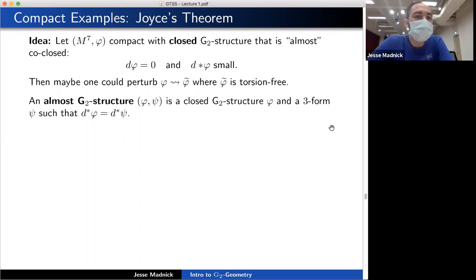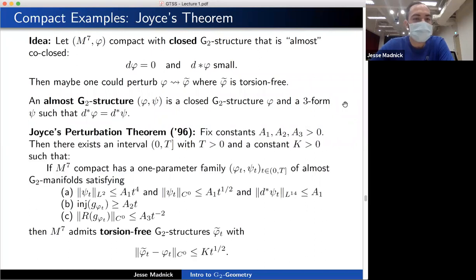So to state the theorem, I'll just introduce some terminology. This is not standard. We'll say that an almost G2 structure is a pair consisting of a closed G2 structure phi and a 3-form psi, such that d star phi is equal to d star psi. The intuition, I'm told, is that psi is a first integral for phi. You somehow want some stand-in for d star phi. And so the perturbation theorem goes like this. You fix positive constants A1, A2, and A3. Then the theorem is that there exists a non-trivial interval, 0 to capital T, and a constant K with the following significance.